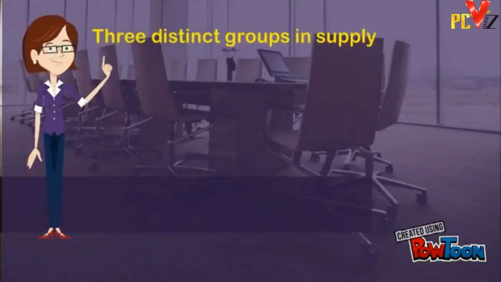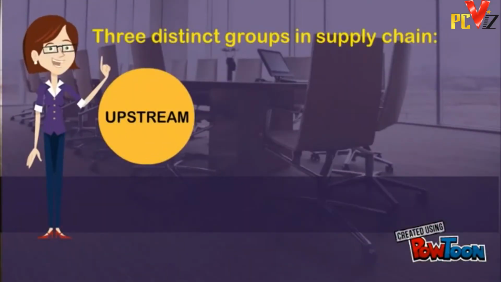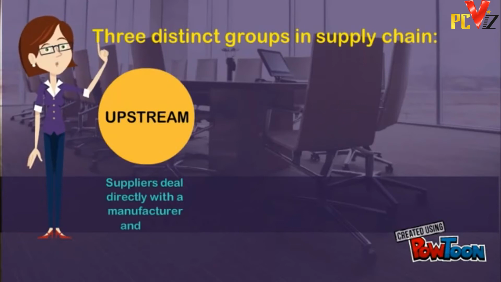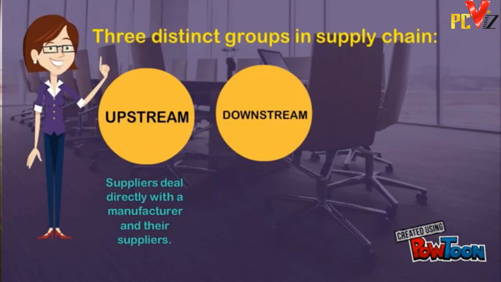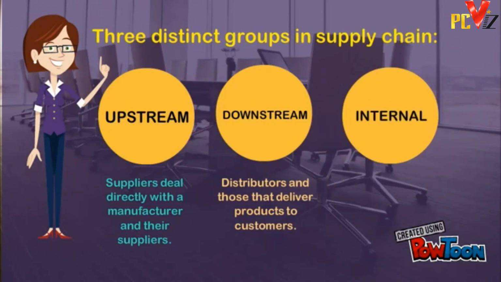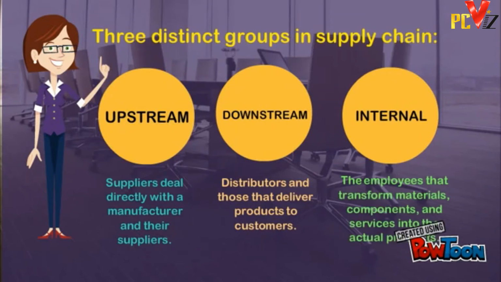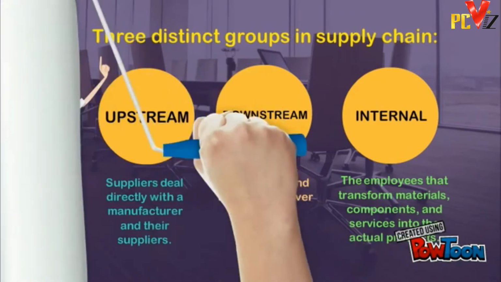There are 3 distinct groups in the supply chain. First, upstream. Suppliers deal directly with the manufacturer and their suppliers. Second, downstream. Distributors and those that deliver products to customers. Third, internally. The employees that transform materials, components, and services into the actual products.